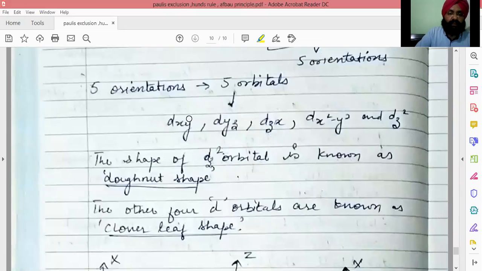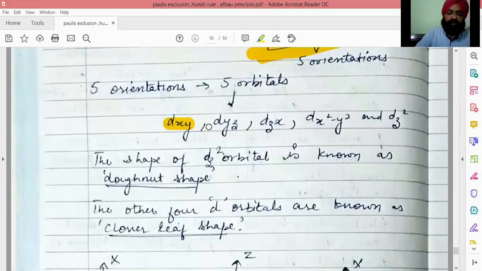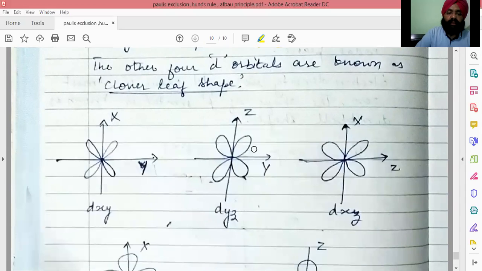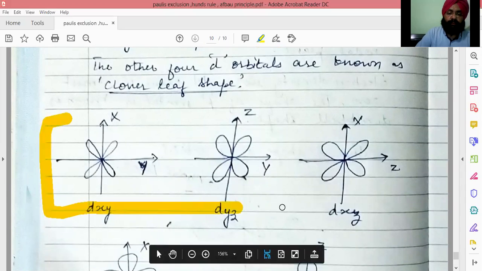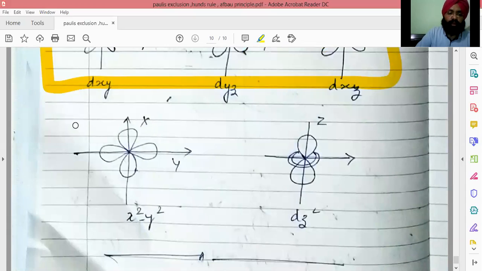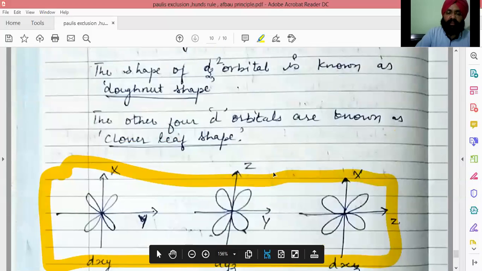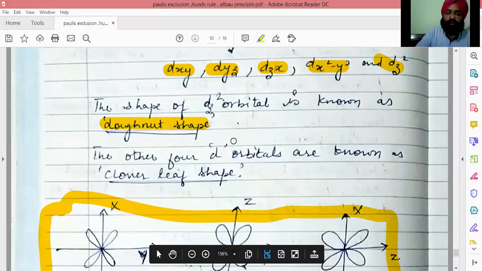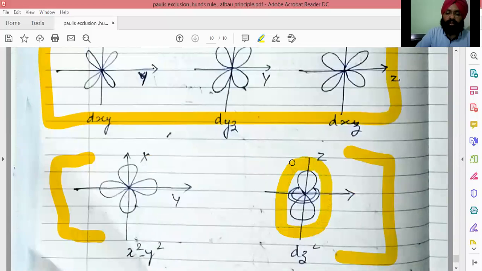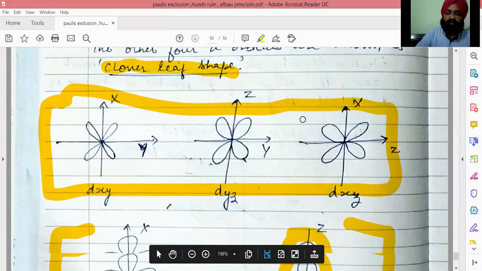And the last topic is shapes of d orbitals. In the case of d orbitals, l is 2, so we have 5 orientations in total. These 5 orientations are represented as dxy, dyz, dzx, dx2-y2, and dz2. And these are the shapes. 3 orbitals are in the planes and 2 are on the axes. As for their shapes, the dz2 is of donut shape, and the other 4 are known as clover leaf shape.